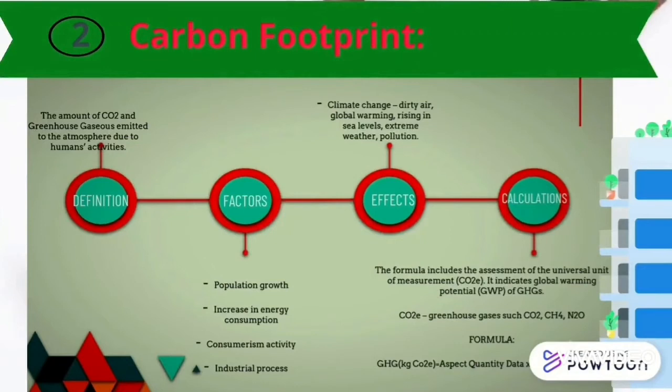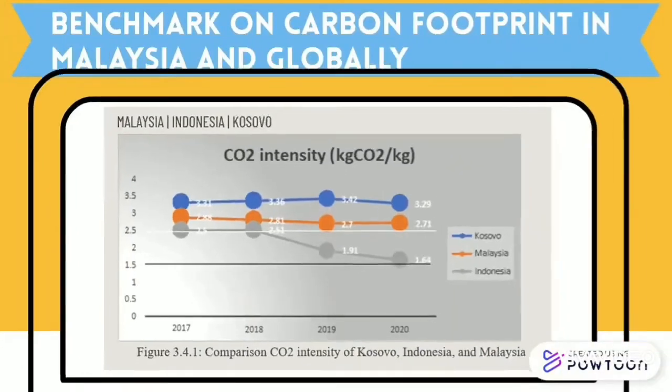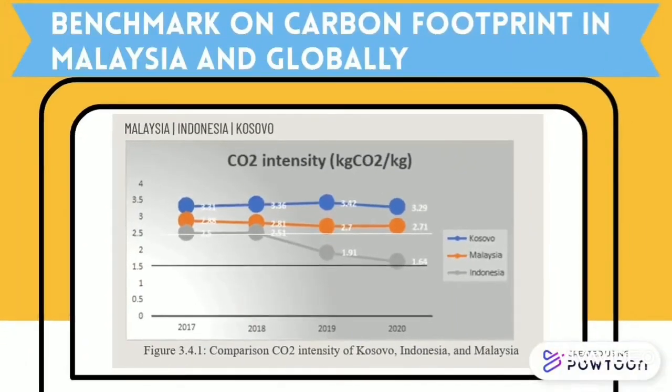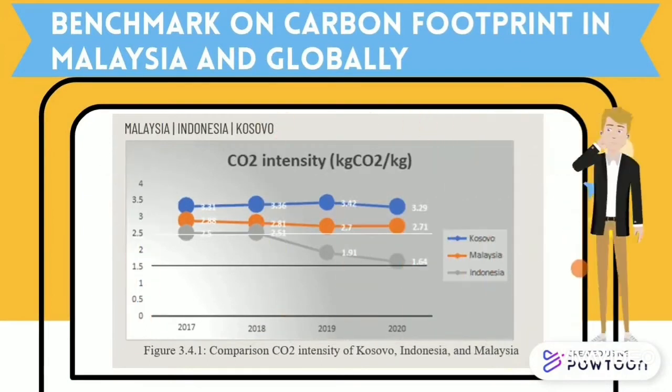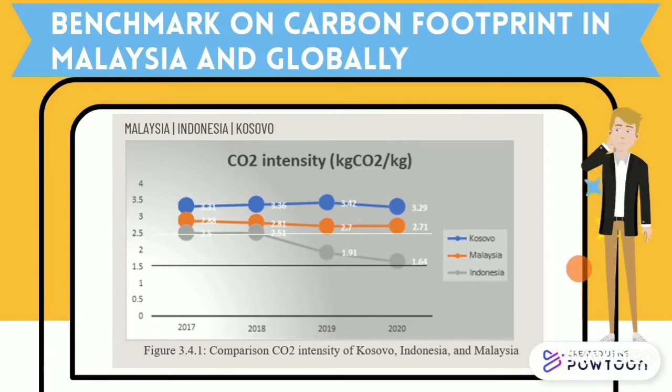Carbon footprint calculations. The formula includes the assessment of the universal unit of measurement, CO2 equivalent. It indicates the global warming potential of greenhouse gases. CO2 equivalent includes greenhouse gases such as CO2, CH4, and N2O. The formula of calculation is as shown below. The figure below shows the comparison of CO2 intensity of 3 countries, in which Indonesia has the lowest CO2 intensity, followed by Malaysia and Kosovo with the highest value from year 2017 to 2020.